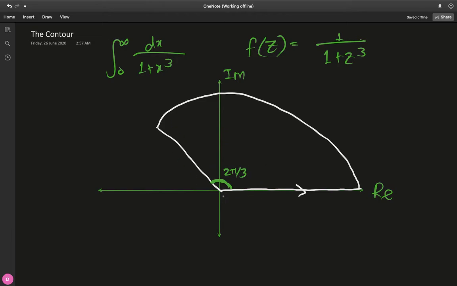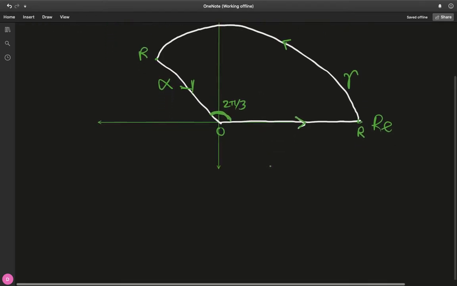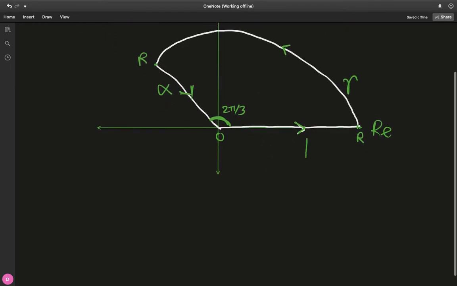So the way we are going to do this is we're going to go from 0 to this point which we call R, and then we go across this path, let's call it small gamma, and then when we reach this point, which is again at a distance R from the origin, we move down from that R to 0 on this path, let's call it alpha, and you can say this path is beta.